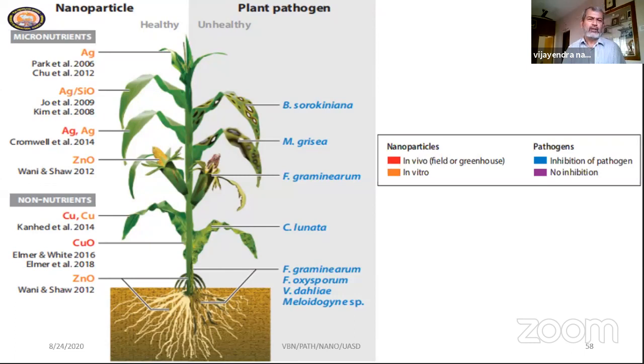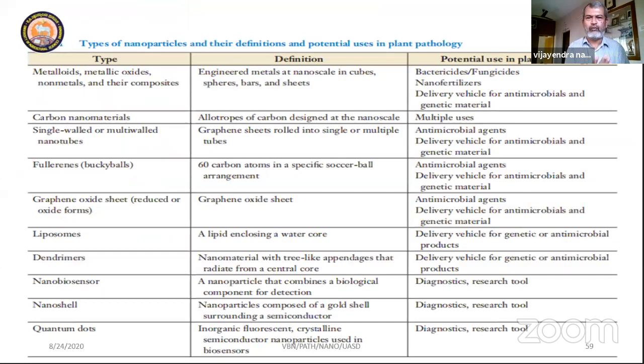So yesterday also one of the professors so beautifully said which are the characteristics we can use for plant pathology in relation to nanotechnology. So I'll give two, three examples. One is the metals, metalloids, and other things. I can use them in many ways. See now, bactericide, fungicide, nano fertilizer, delivery system. That is the one for this.